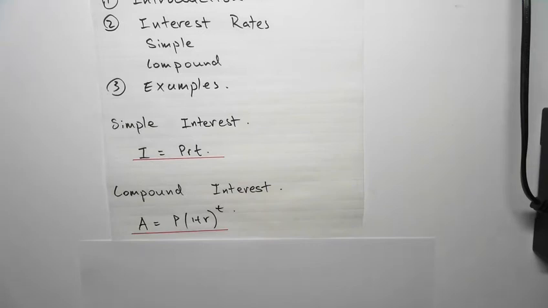Now, the difference between simple and compound in the formula particularly is that for simple interest, you only work out the interest. Whereas for compound interest, you work out the total. That is the interest as well as the original borrowing.